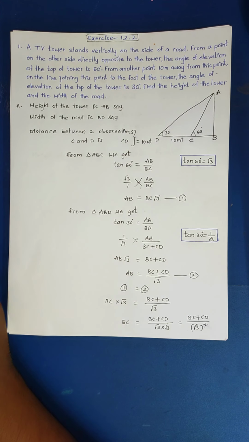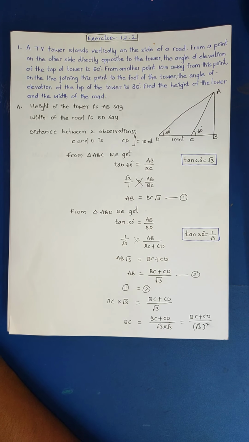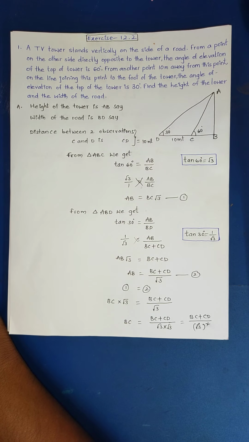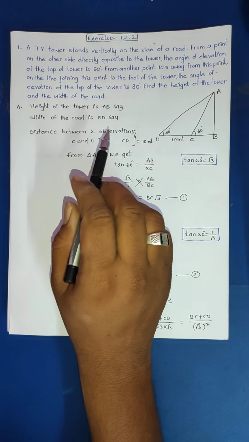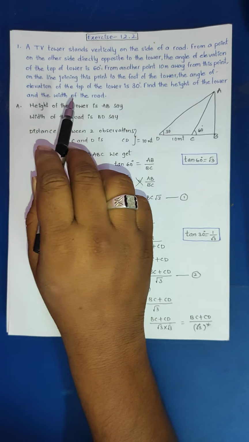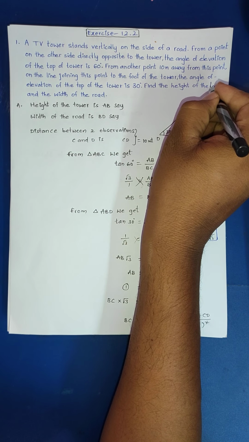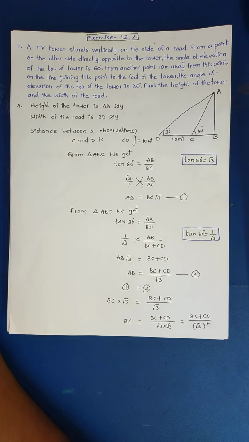Hi everyone. Today our topic is application of trigonometry, exercise 12.2. Look, this is how to solve word problems. There are some conditions. First, you read the whole problem and find the facts given in the problem. Facts means conditions, numbers, and at last find the height of the tower and the width of the road. This is also a fact. Understood?